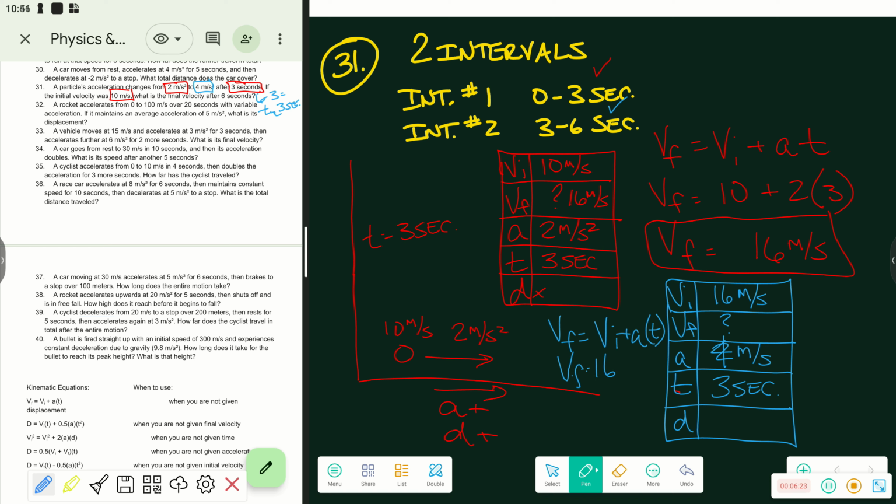Questions? How'd you get the 4? Right here. The acceleration changes from 2 meters per second to 4 meters per second. All right? So is 28 meters per second the final velocity? Yeah. Is it? No, it's not. Is it? Yes. Is it?